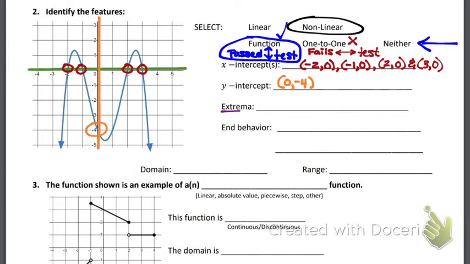Extrema. Does anybody remember what extrema means? Yeah. Highs and lows. I'm looking for any highs and lows to start with. Do you guys notice anything that looks like a hilltop? How many? 2. One right here and one right here. Is one of them taller than the other? They look tied to me.